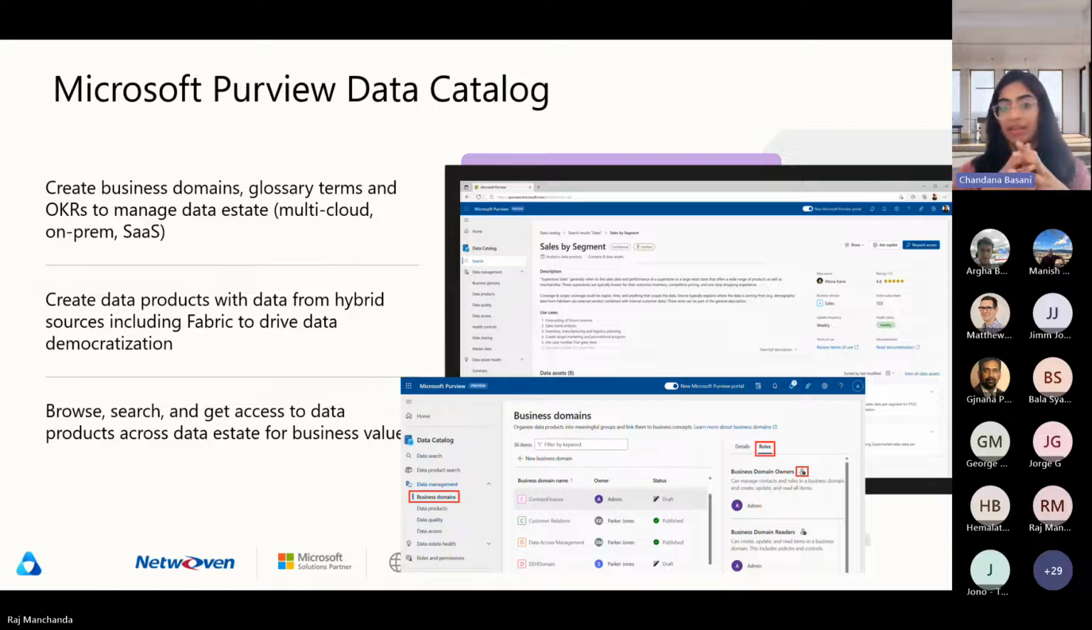Data assets are familiar from the previous versions of Purview, right? It can be any table or Power BI dataset. All of this can be searched here in the data catalog, along with business context like OKRs and glossary terms, whatever the business or the relevant personnel ties to the data and the metadata.